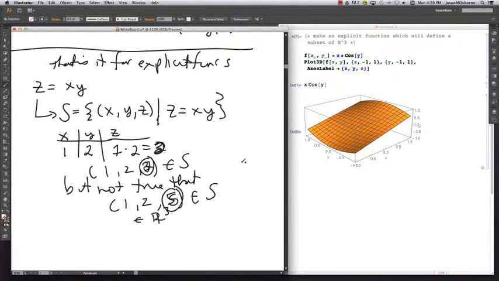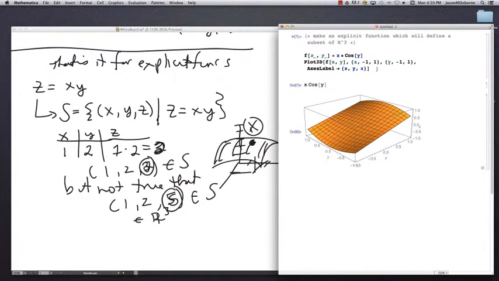So it is true that 1, 2, 5 is in R3, but the point that's on the subset is 1, 2, 2. That is the point that's going to be on your surface. This one is just some point in R3, but it is not on your subset.